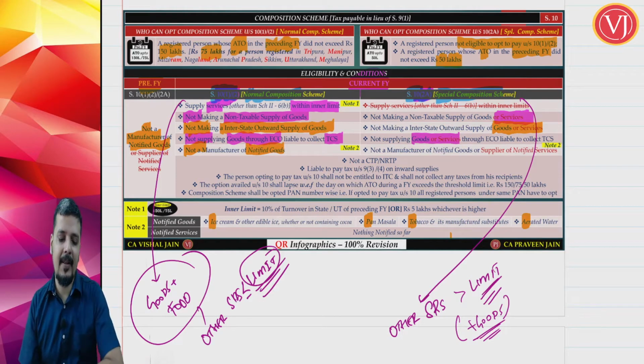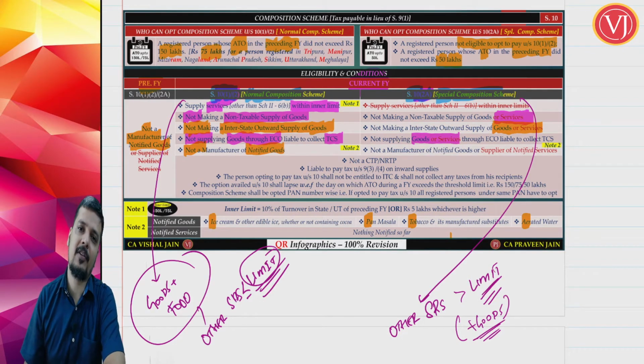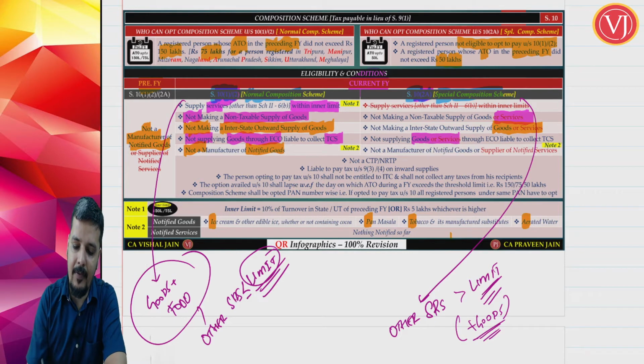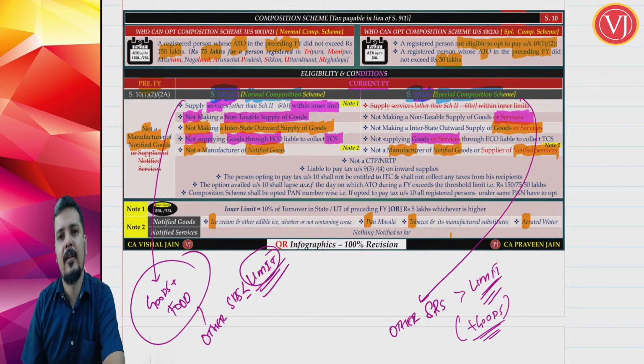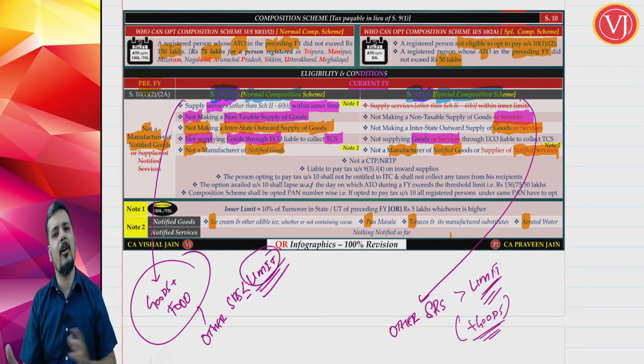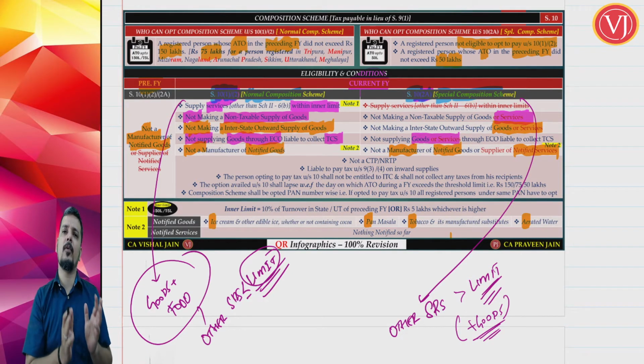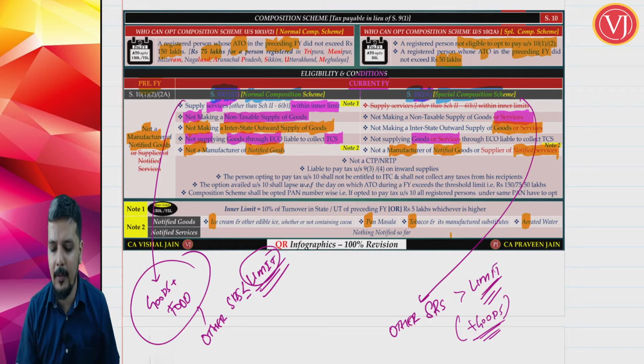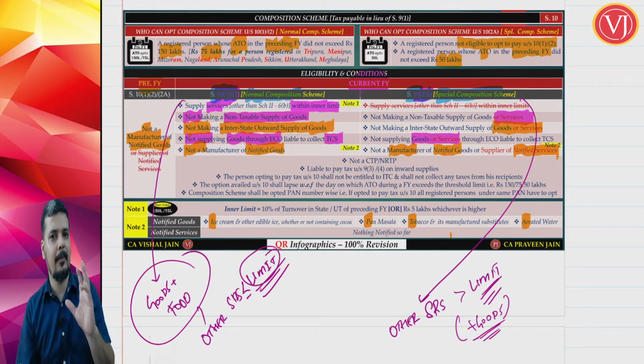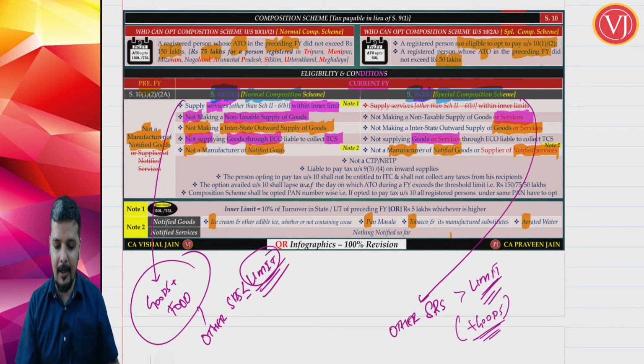Now what will be special in your special composition scheme? You should not be manufacturing notified goods as well as you should not be supplying notified services. Now that difference is there only for the May 2021 exam, not for your November 2021 exam. So we are focusing only on May 2021 exams. Our focus is only on May.